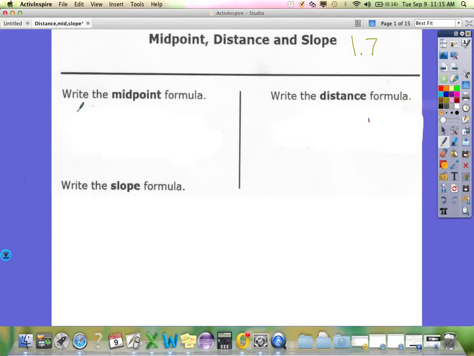Basically, you just need to memorize some formulas. Midpoint, I want you to think average. Okay, that's in the middle. So what we're going to do is average the x's. So you add two things, divide by 2, average the y's, and that's your formula. So average the x's, average the y's.